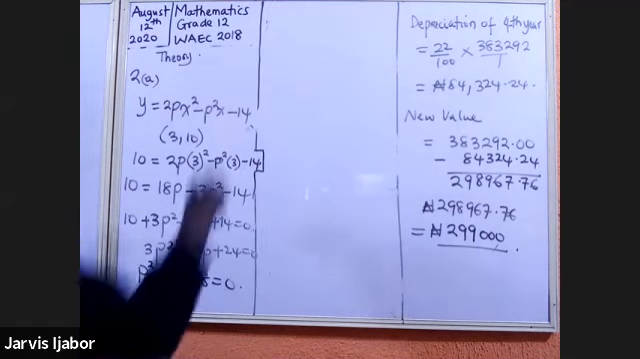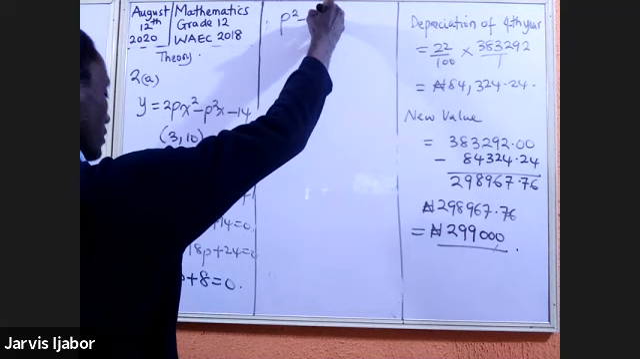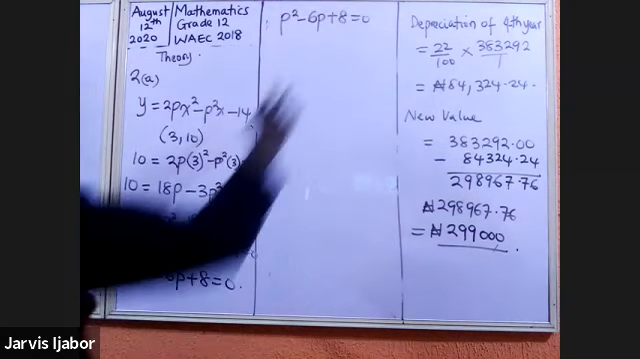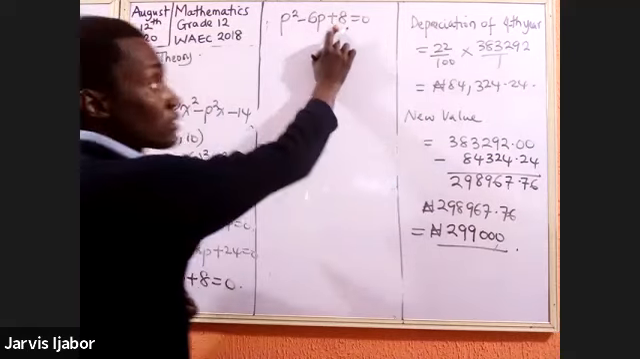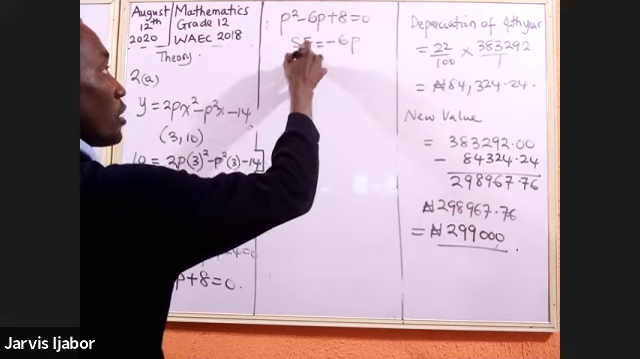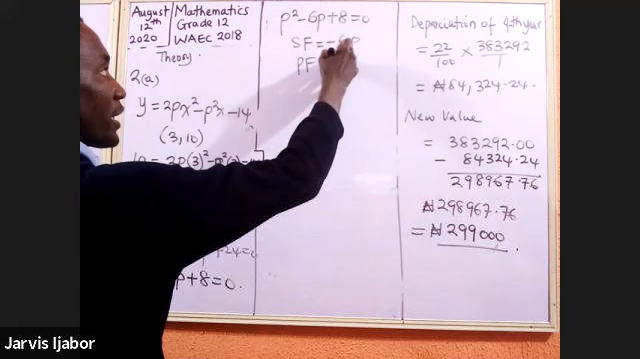So look at that. P squared minus 6P plus 8 is equal to 0. So what do you have? B is plus. So the sum of factors is equal to minus 6. The product of factors, how do we get that by multiplying this with this? And that will be 8P squared.